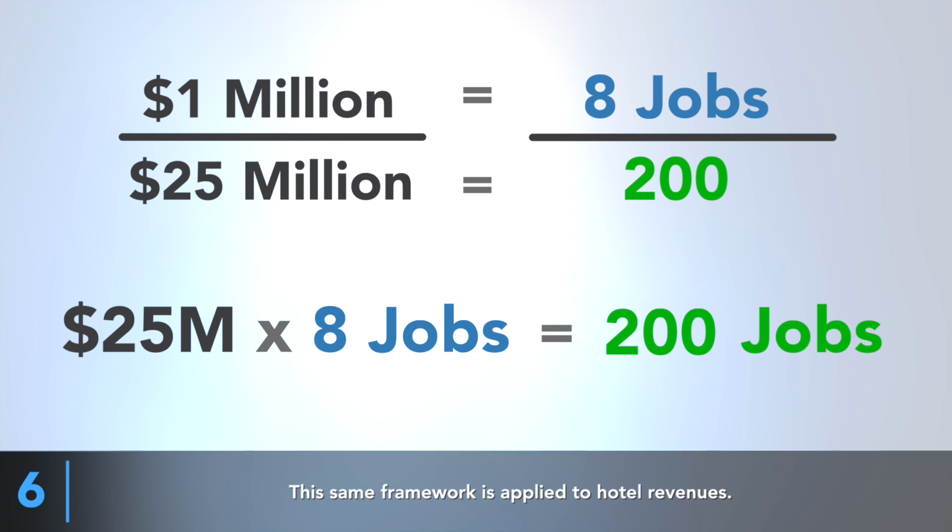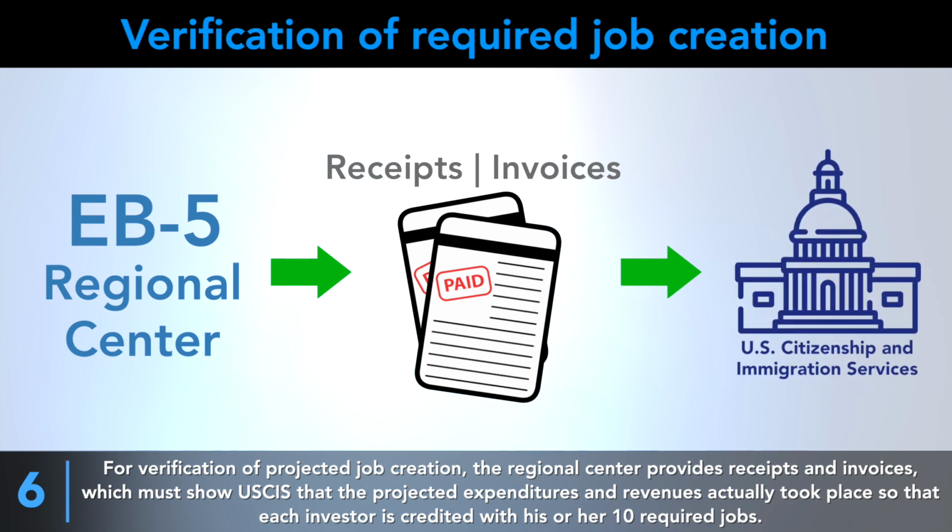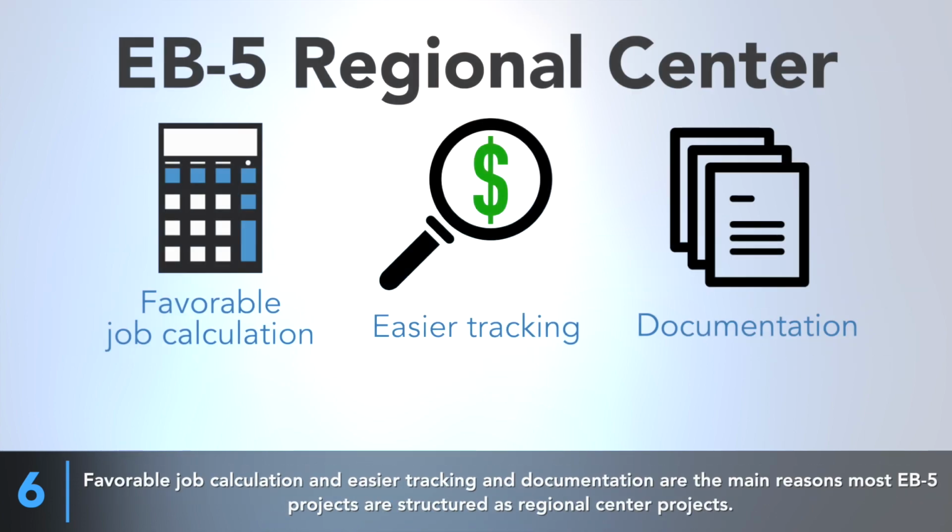This same framework is applied to hotel revenues. For verification of project job creation, the Regional Center provides receipts and invoices which must show USCIS that the projected expenditures and revenues actually took place so that each investor is credited with his or her 10 required jobs. Favorable job calculation and easier tracking and documentation are the main reasons most EB-5 projects are structured as Regional Center projects.